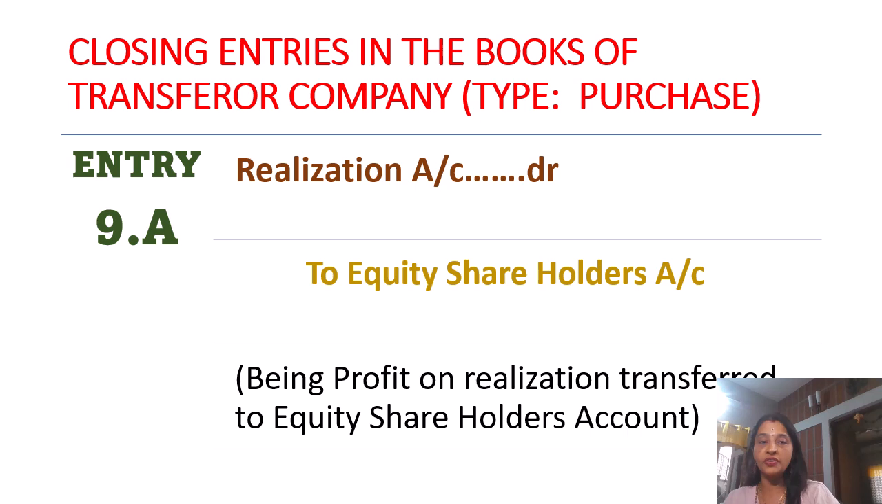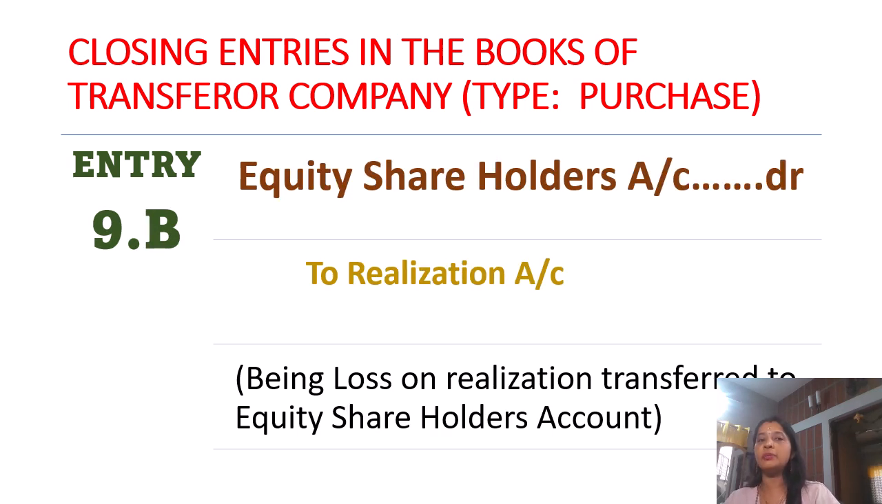If there is a profit, the balancing figure will come on the debit side. The entry will be realization account debit to equity shareholders account. On the other hand, if there is a loss, the entry will be reversed. The balancing figure will come on the credit side. The entry will be equity shareholders account debit to realization account. This is loss on realization. So this is your 9B. Entry 9 is for closing realization account: 9A if it is profit, 9B if it is loss. If the realization account tallies, then it is break even, no profit or no loss on realization. That is the 9th entry.